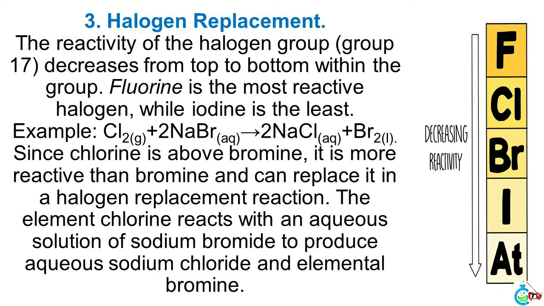3. Halogen replacement. The reactivity of the halogen group, group 17, decreases from top to bottom within the group. Fluorine is the most reactive halogen, while iodine is the least. Example: Cl2(g) + 2NaBr(aq) yields 2NaCl(aq) + Br2(l). Since chlorine is above bromine, it is more reactive than bromine and can replace it in a halogen replacement reaction. The element chlorine reacts with an aqueous solution of sodium bromide to produce aqueous sodium chloride and elemental bromine.